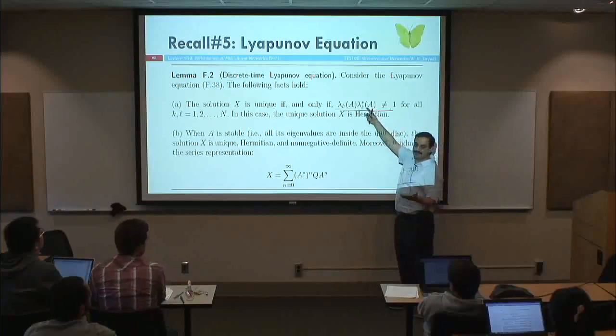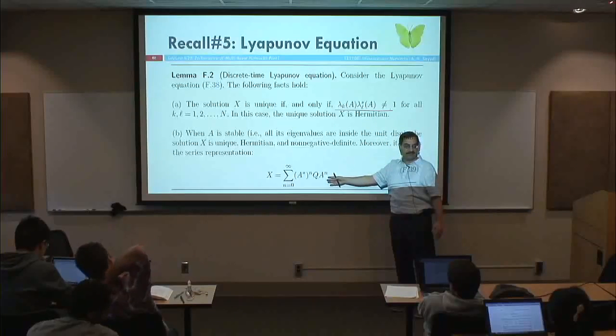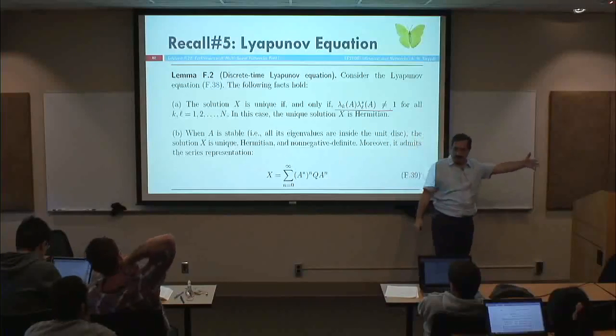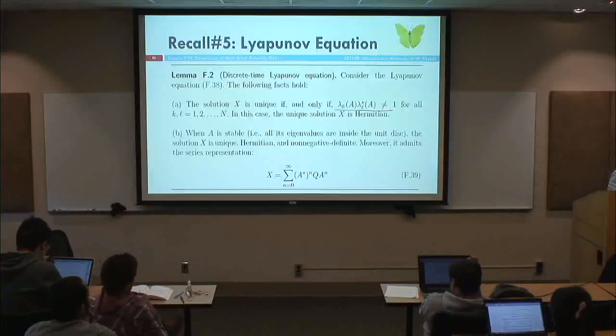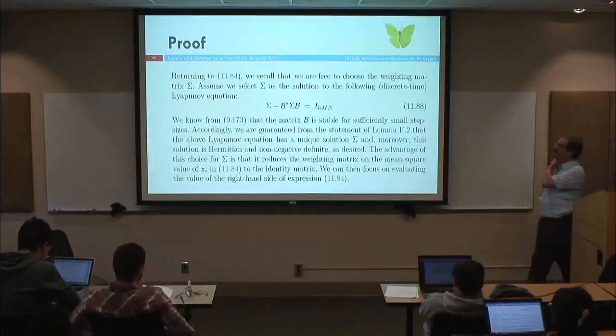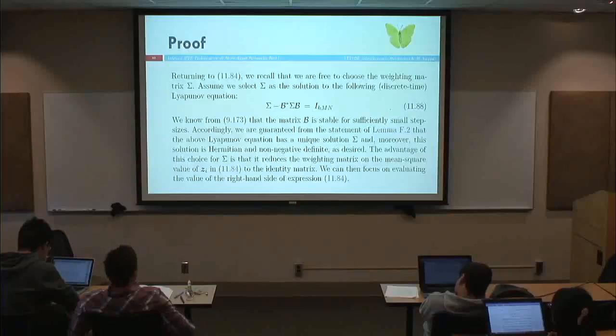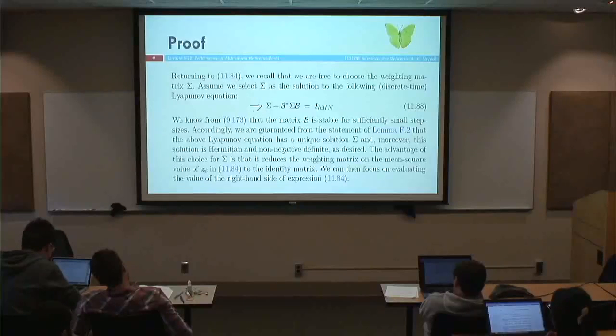In our case, A is B, it's stable, so this is satisfied, so X is unique, and you can write it as a series like I explained before, right? Okay, that's just a quick reminder. So here it is. I'm going to pick my sigma to be like this, correct? Well, this already tells me what sigma is.